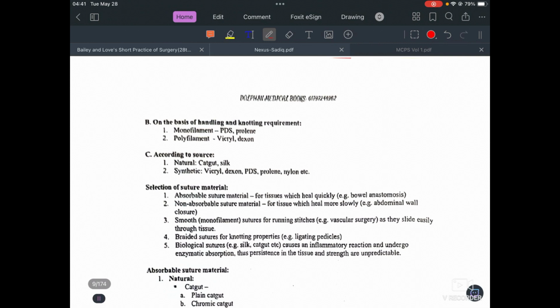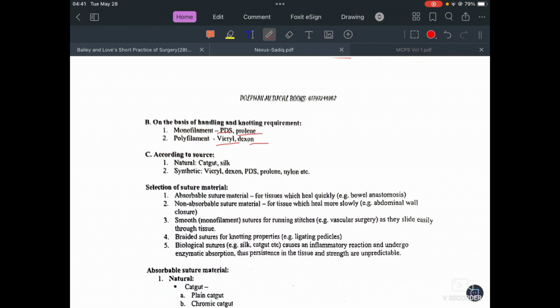On the basis of the handling and knotting requirement, there is monofilament and polyfilament. Among the monofilament, PDS and Prolene are very important, and among the polyfilament, Vicryl and Dexon. According to the source, there is natural, which is catgut, and synthetic, which is Vicryl, Dexon, PDS, Prolene, nylon, etc.